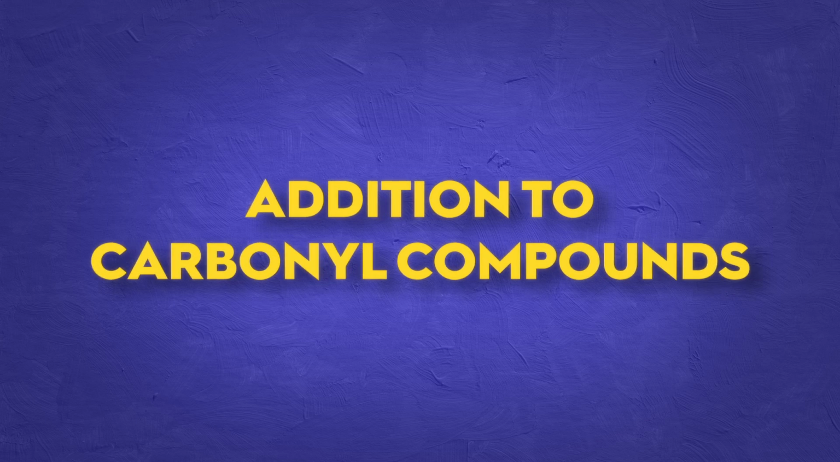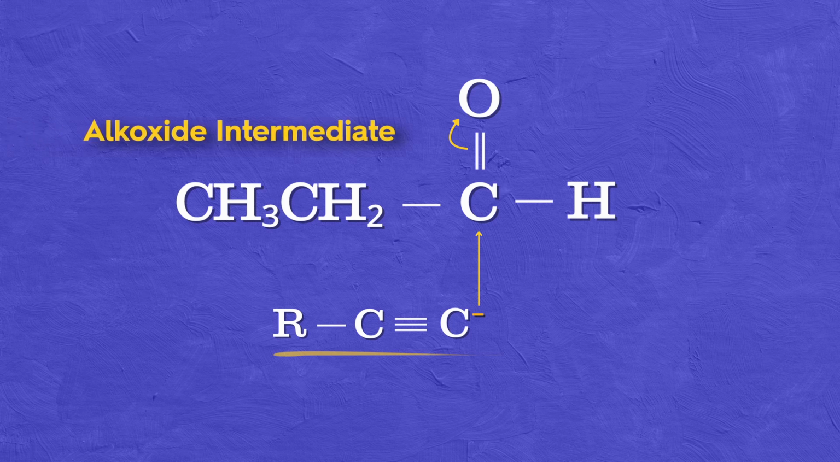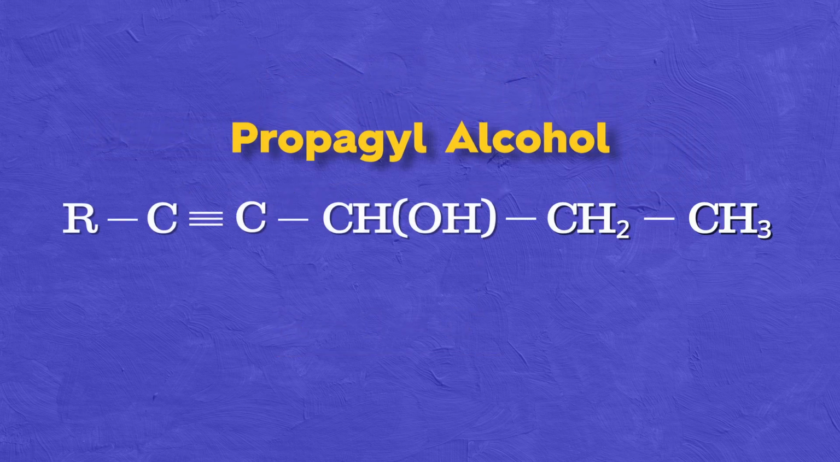The second major application is addition to carbonyl compounds. When the acetylide attacks the carbonyl carbon of an aldehyde or ketone, it forms an alkoxide intermediate. After workup with water or dilute acid, this intermediate becomes a propargyl alcohol. For instance, adding to propanal gives R-C≡C, bonded to a carbon bearing a hydrogen and a hydroxyl group, followed by CH2 and CH3.